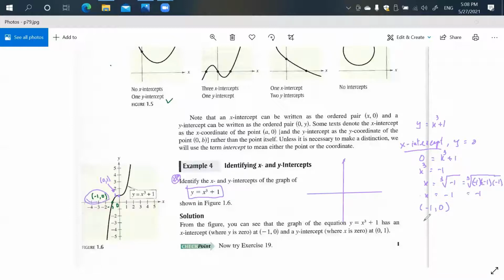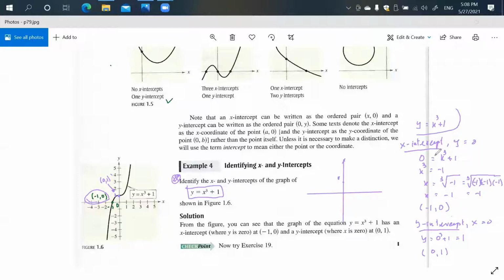So then find the y-intercept. For the y-intercept, that means x becomes 0. So replace it here, so y equals 0 to the power 3 plus 1, so equals 1. So at this y-intercept, the coordinate point is what? x 0, y 1. Okay, same as this one, right? So you plot x 0, y 1 somewhere here.